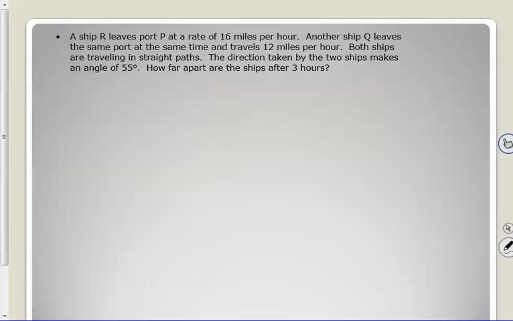Give you a little heads up, this is what we're gonna be doing in class. The ship R leaves port P at a rate of 16 miles per hour. Another ship leaves Q, the same port at the same time, and travels 12 miles per hour. Both ships are traveling in straight paths. Direction taken by the two ships make an angle of 55 degrees. How far apart are the ships after 3 hours? So try to do that.